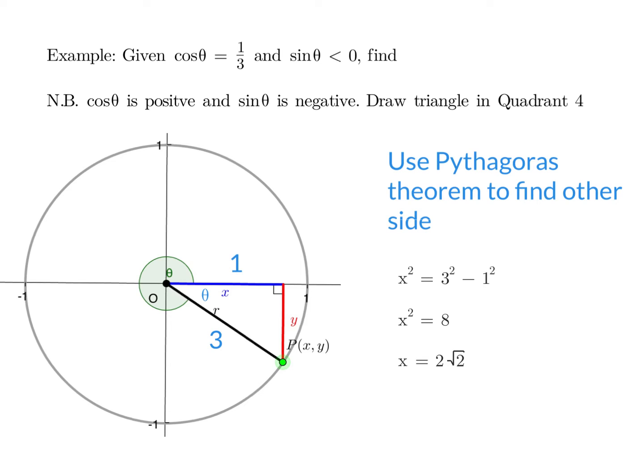So, as I said, cos is positive and sine is negative, so therefore the triangle is drawn in quadrant 4. That's where cos is positive and sine is negative. Cos is 1/3, so theta in the corner. Cos is adjacent over hypotenuse, so the 1 goes on the adjacent side, the 3 on the hypotenuse side. And then we use Pythagoras to find the other side. So that gets us the square root of 8 or 2√2.